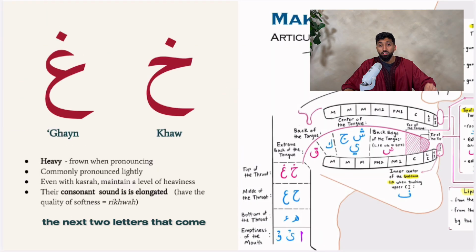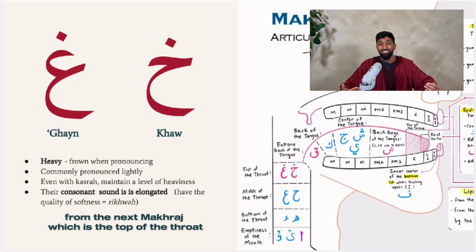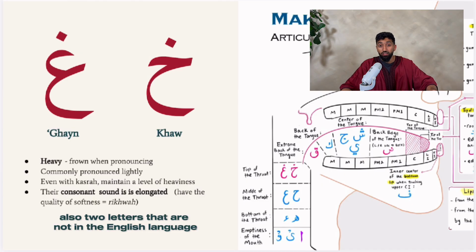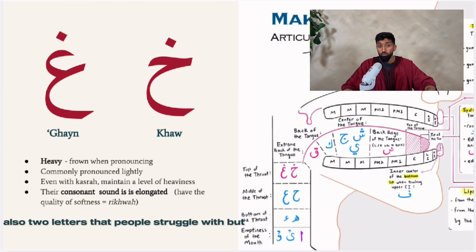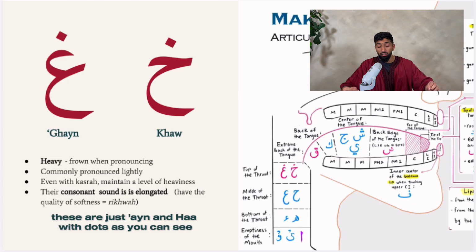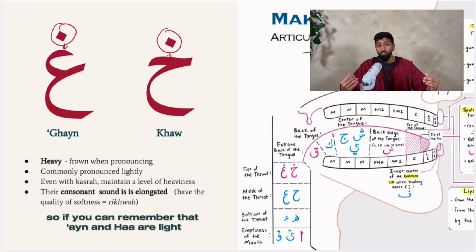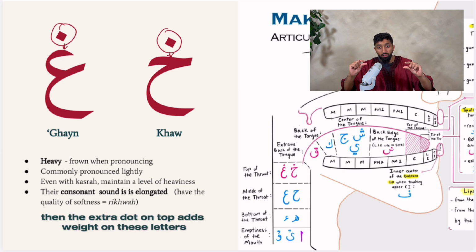The next two letters that come from the next makhraj, which is the top of the throat, are ghain and kha. Ghain and kha, also two letters that are not in the English language, also two letters that people struggle with, but unlike ain and ha, these are just ain and ha with dots, as you can see. These are actually heavy. So you can imagine the dot on top giving it extra weight. So if you can remember that ain and ha are light, ha, then the extra dot on top adds weight on these letters and makes them heavier.